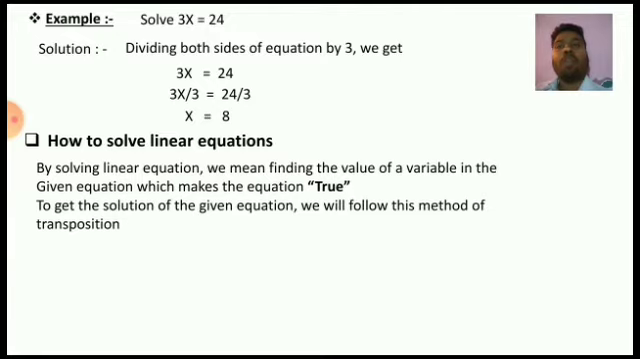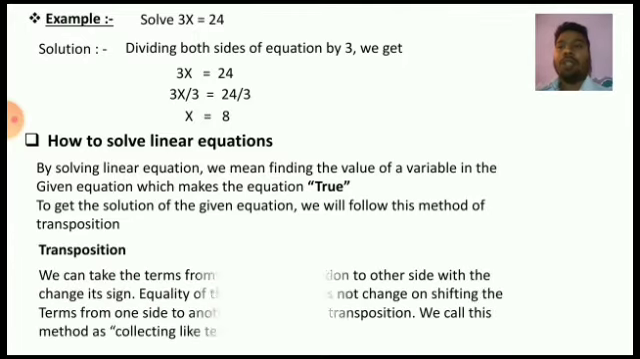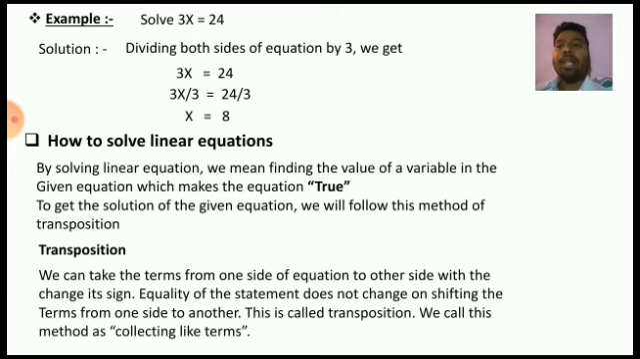To get the solution of a given equation, we will follow this method of transposition. So what is transposition? In transposition, we take the terms from one side of the equation to the other side with a change in sign. The equality of the statement does not change on shifting the terms from one side to the other side. So this is called transposition. We call this method collecting the like terms.